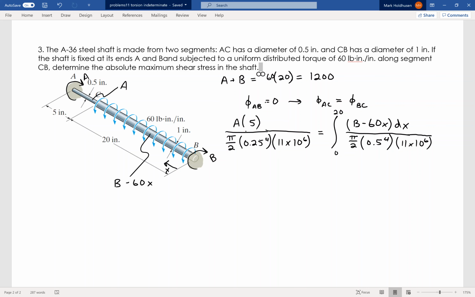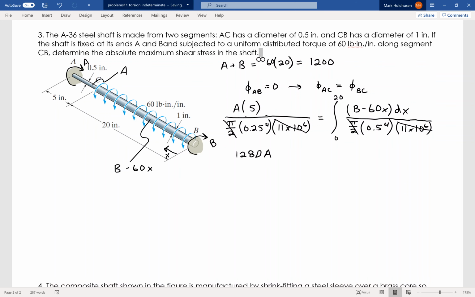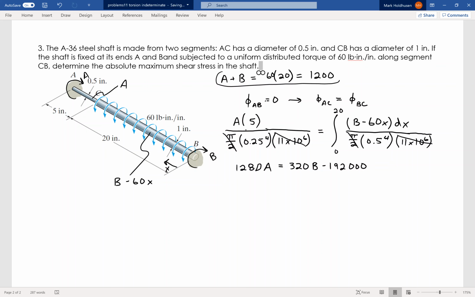Simplifying this equation, doing some algebra and calculus, the left side becomes 1280A. I take the pi over 2 out, and what I'm left with is just the 1280A. Doing the integral on the other side, I wind up getting 320B minus 192,000. And that's that integral. So now I've got two equations: my statics equation up here, and my compatibility equation right here. Two equations, two unknowns. From that, I find that A is 120, and B is 1080.